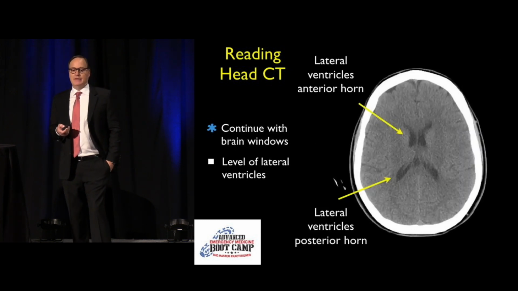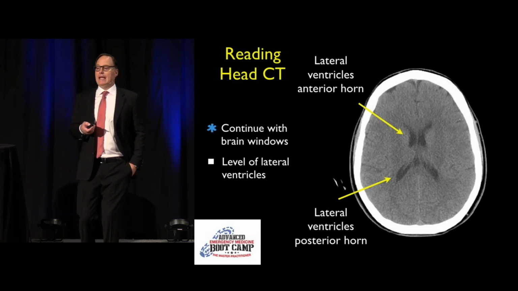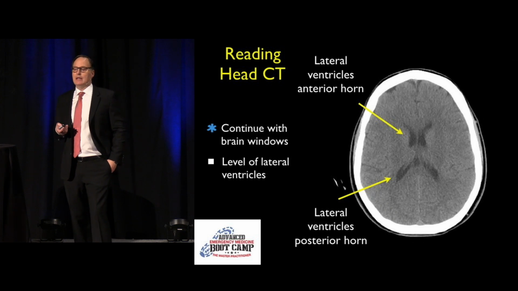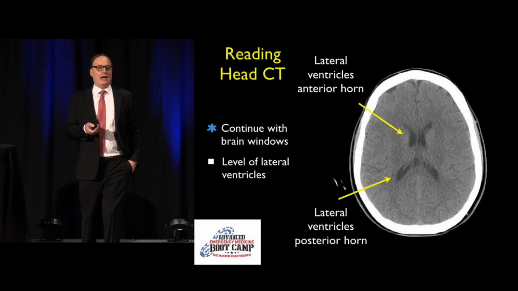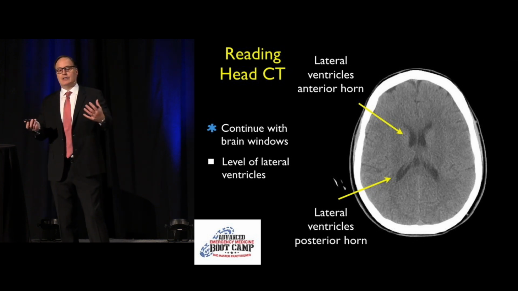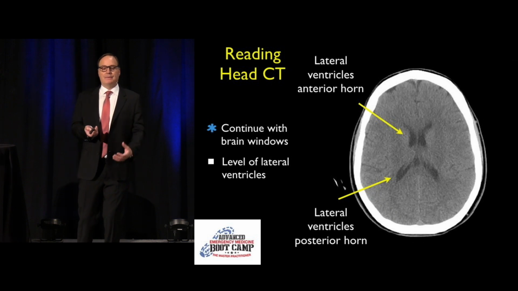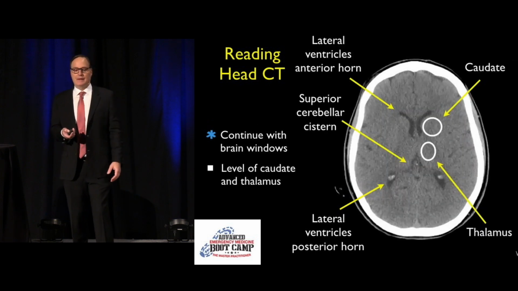And as we come even further down, now we're starting to see the lateral ventricles, the anterior horn, as well as the posterior horn. Okay, so you should see that. And take a look at a lot of brains so you get a sense of what is a normal size in terms of the lateral ventricles. This would be a pretty normal size.